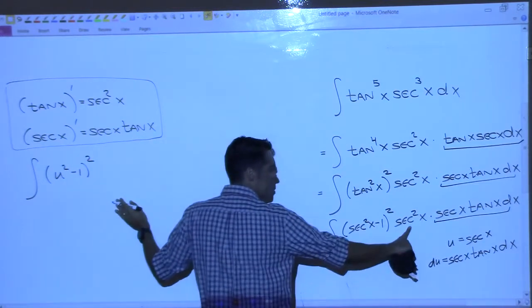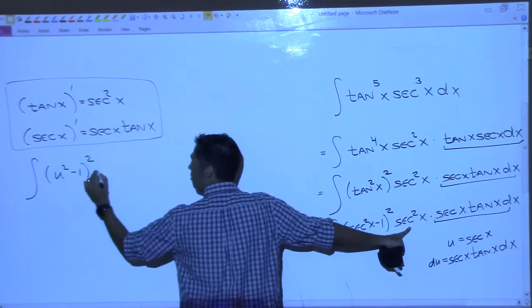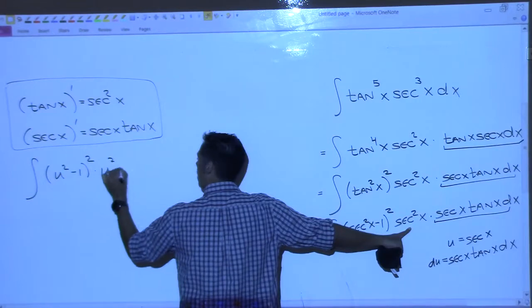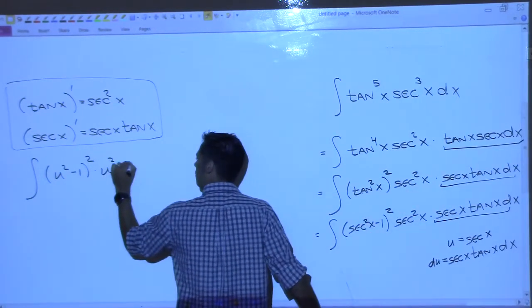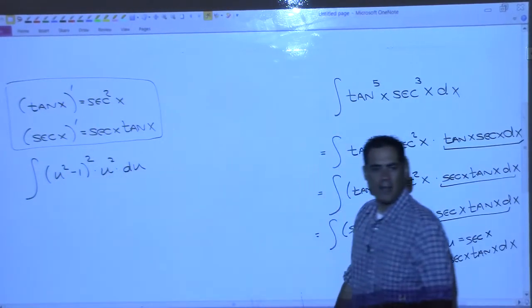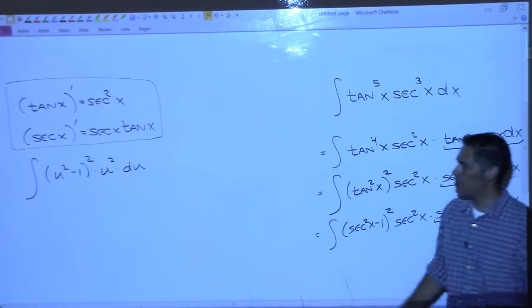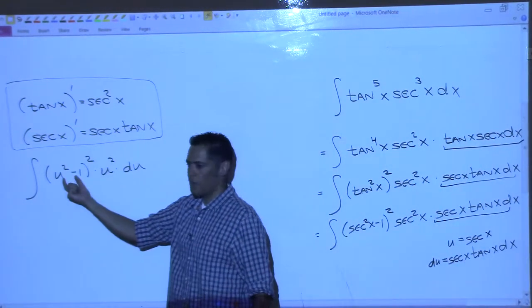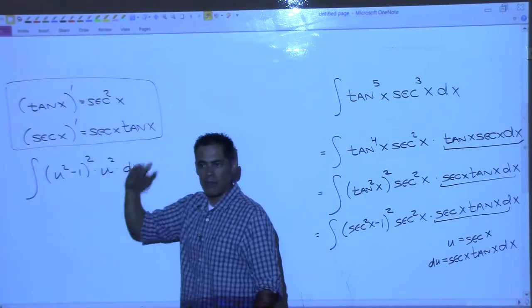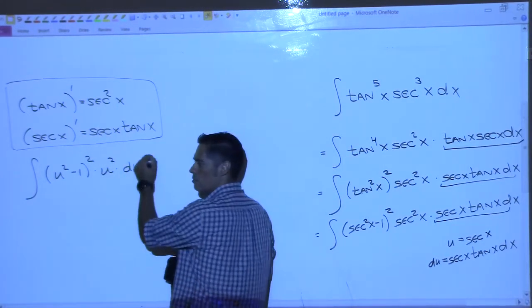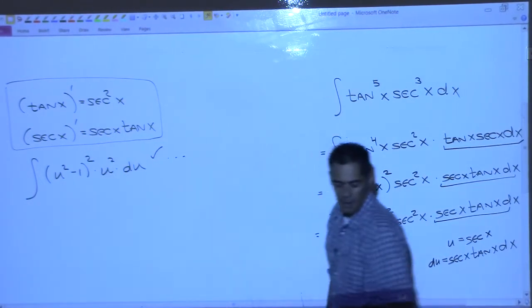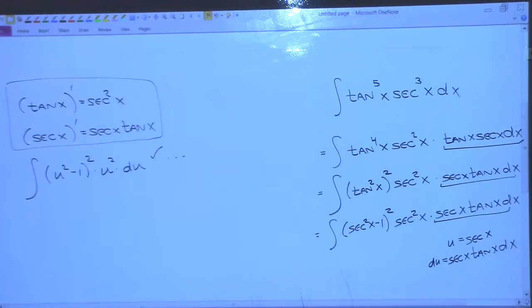And then I still have secant squared, so u squared again. And then the rest of it is just du. And could y'all handle that now? Yes? Okay, you would have to expand that, right? FOIL it out, then distribute a u squared, then do term by term, power rule. Yes? Okay. All right.